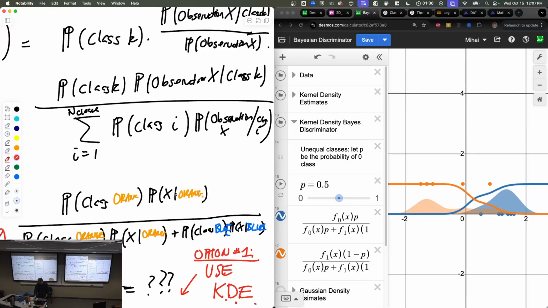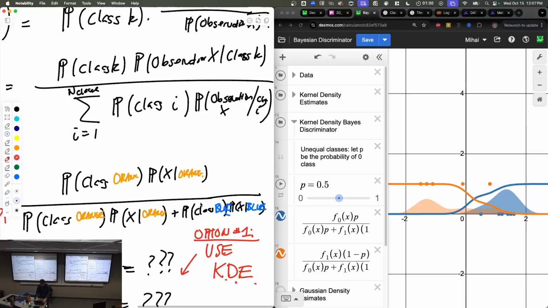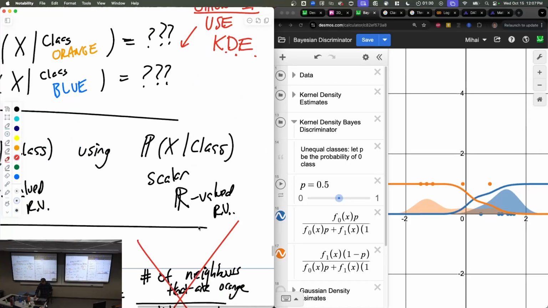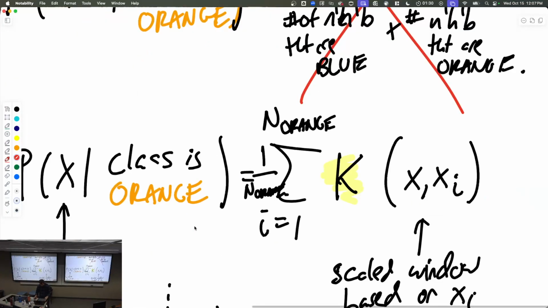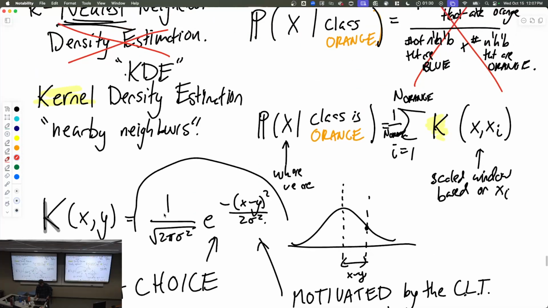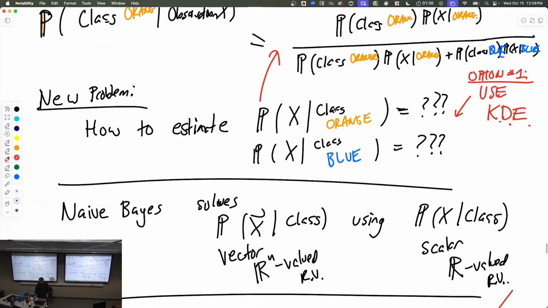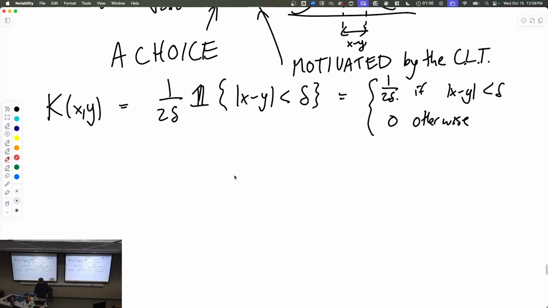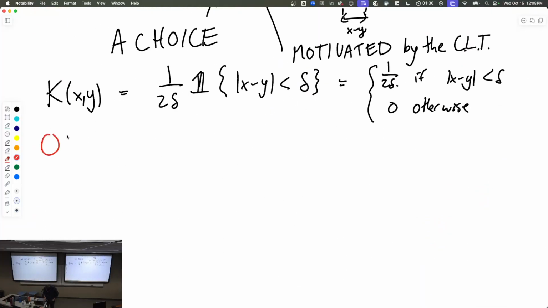Okay, so now that we've done that one, we're on to option 2, which is do something. What else could we do? And again, we're just going to go back to the sort of drawing board over here. How are we going to estimate these two numbers? And we're going to have a different option. What I call option number 2, in no particular order.